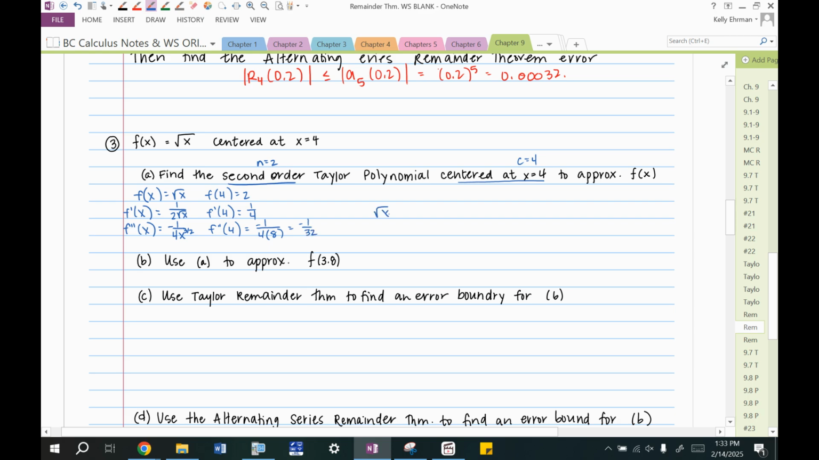All right, so we're saying square root of x can be approximated by 2 plus (x minus 4) to the first over 4, minus (x minus 4) to the second over 32 times 2 factorial. It's easy to forget the factorials, so if you're worried about that, write out the previous step where you set it up. F of 4 plus f prime of 4 times (x minus 4) over 1 factorial minus f double prime at 4 times (x minus 4) squared over 2 factorial, and you just set it up before you plug in your numbers. Okay, now approximate f of 3.8.